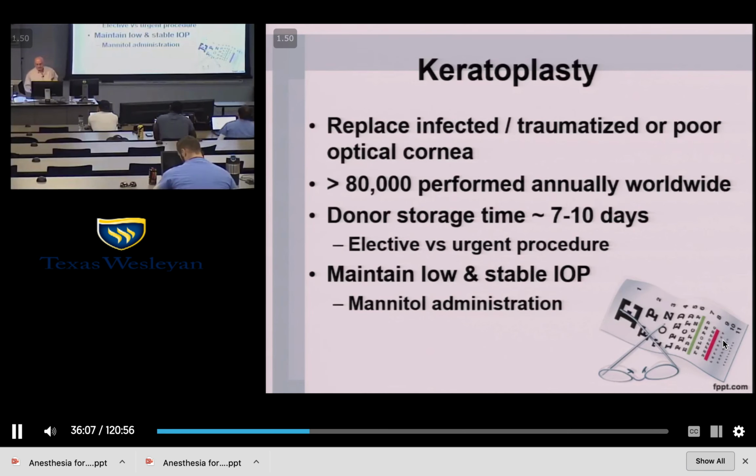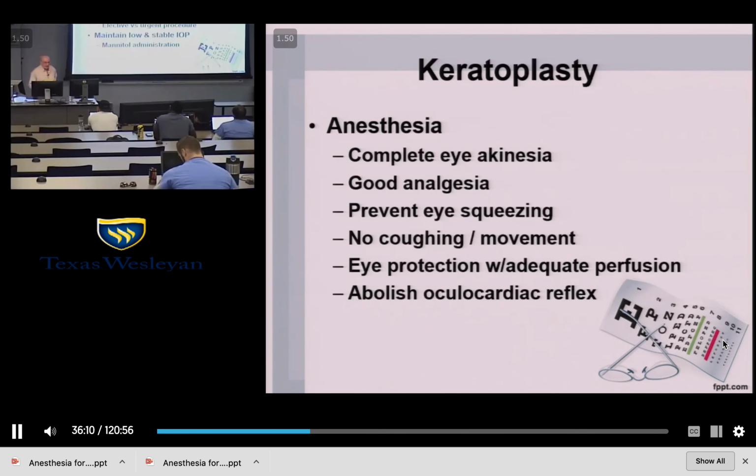I'll make sure I didn't forget anything for you. These patients absolutely must have complete eye akinesia, so they cannot move. They obviously have to have good analgesia. We don't want that patient doing eye squeezing, so here's a good question for you. What nerve would you block to prevent that patient from squeezing their eyes shut? The facial nerve. Okay? You don't want that patient moving at all, their body.